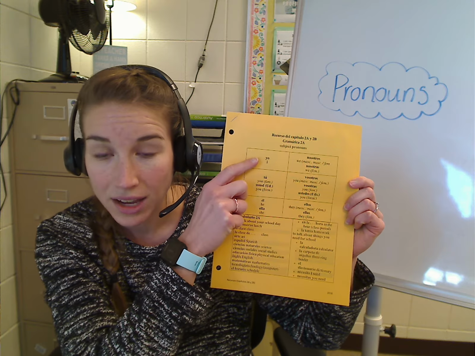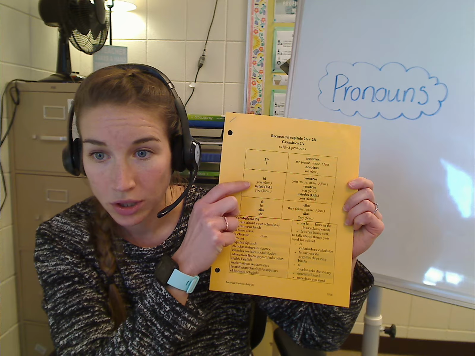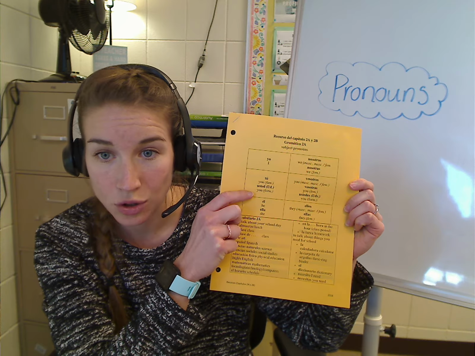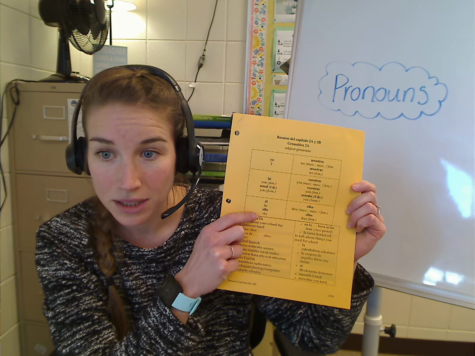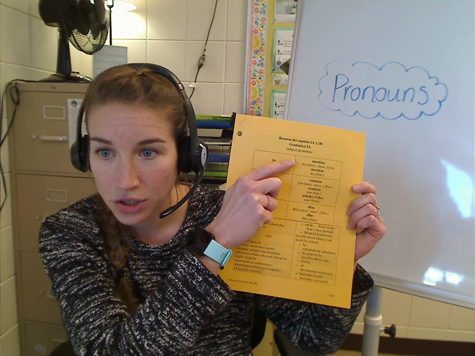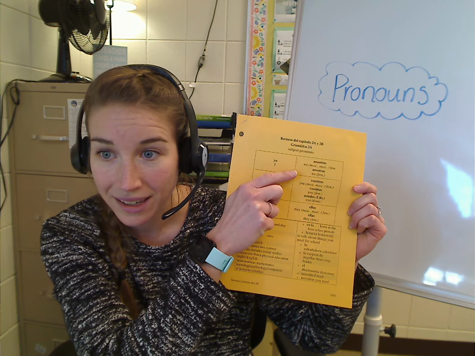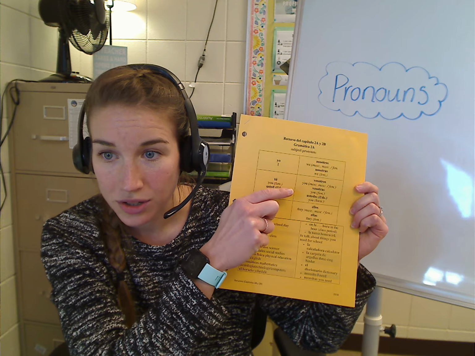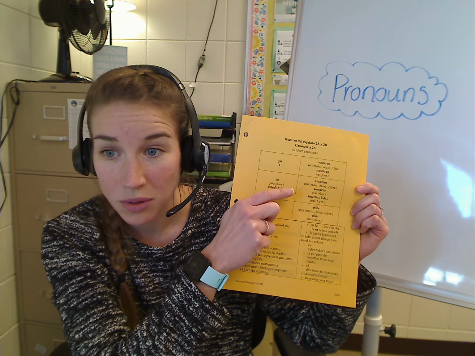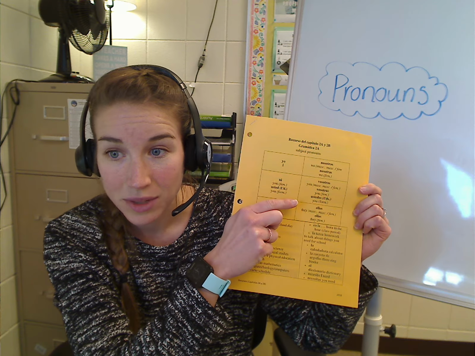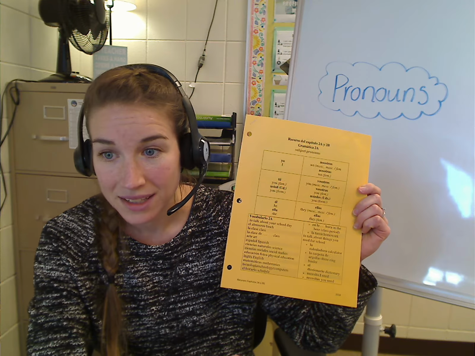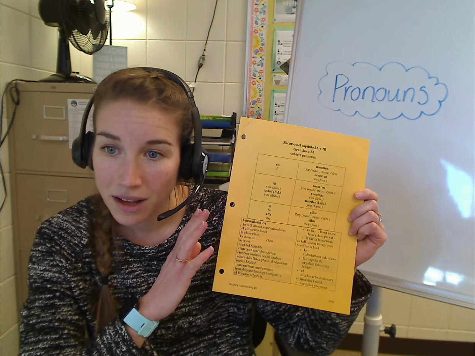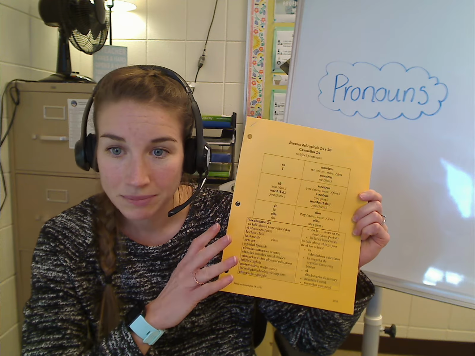So they're yo, I; tú, you; usted is you, but it's formal. Él means he, ella means she. Nosotros and nosotras mean we. Vosotros and vosotras mean you all. Ustedes also means you all. And then ellos and ellas mean they. Now that's a little bit of a basic way of looking at it. It's a good go-to resource.